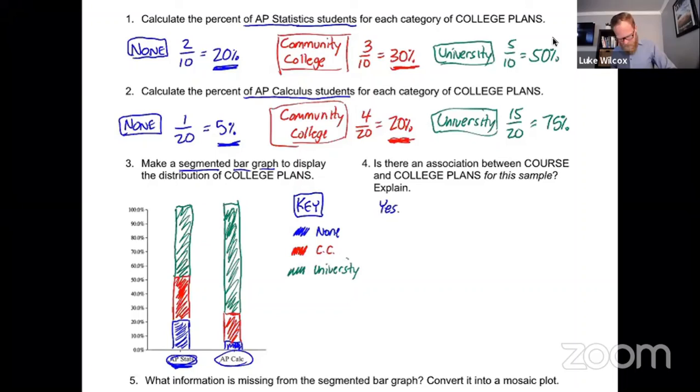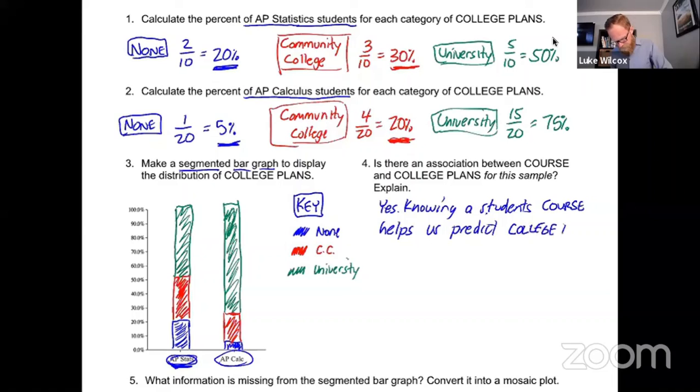And the reason is because knowing a student's course, or whatever class they're in, helps us predict their college plans. Now we should go into a little more detail here to explain.